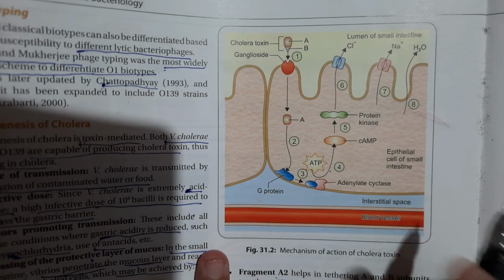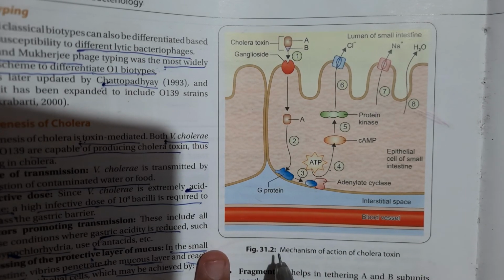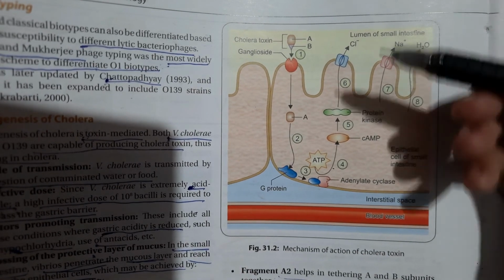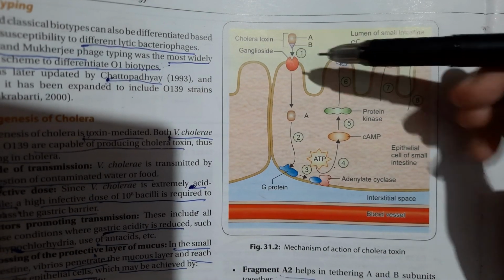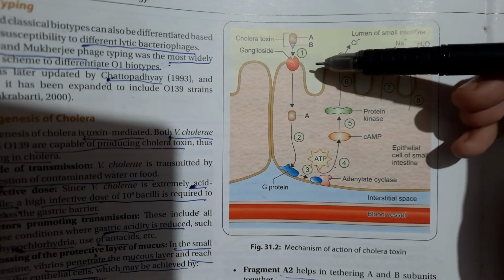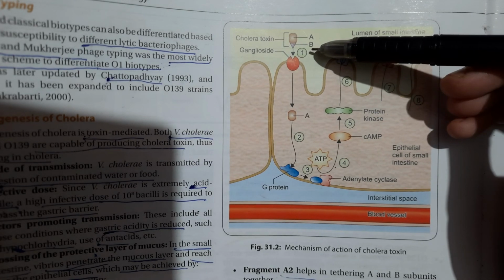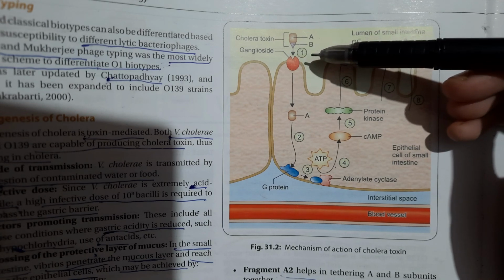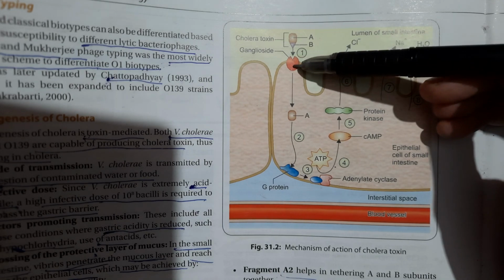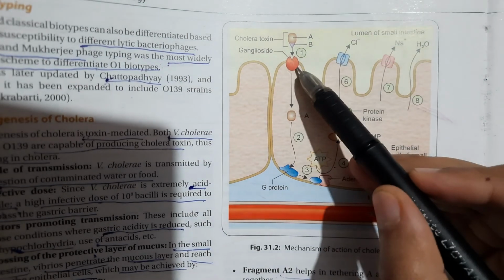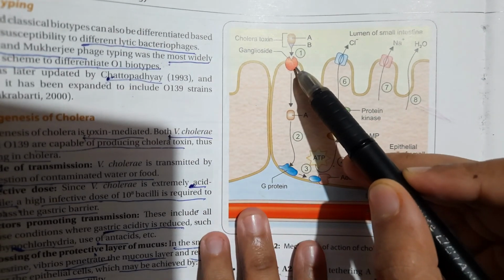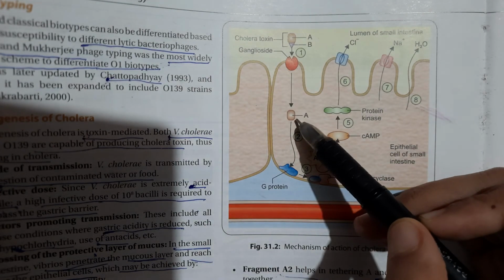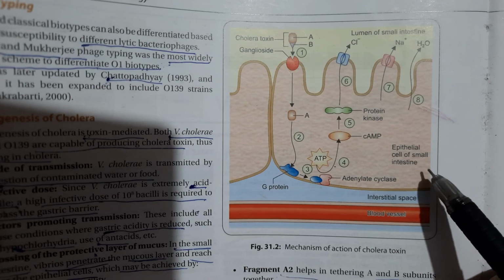Now let us look at this beautiful picture, figure 31.2 from Apurba Sastry. The cholera toxin has two fragments, namely fragment A and fragment B. Fragment B is a pentameric fragment. It has 5 subunits and it attaches to the glycoside receptor. Can you see, this red one is the glycoside receptor? Fragment B attaches to the receptor, and fragment A enters the epithelial cells of the small intestine.